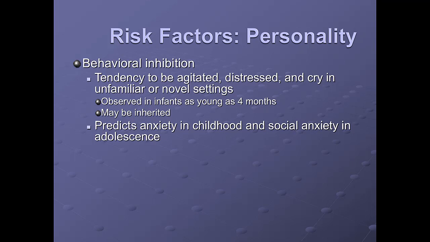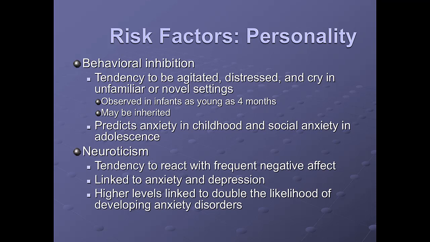Another personality risk factor that we find is the tendency towards neuroticism. For those of you that have forgotten, neuroticism is one aspect of the Big Five. It is a personality profile. Some people score very high in neuroticism. The opposite of neuroticism is emotional stability. People that score high in neuroticism have a tendency to be emotionally unstable. They have a tendency to be worriers. They have a tendency to be very negative. And this tendency to react with frequent negative affect is connected to developing anxiety disorders.